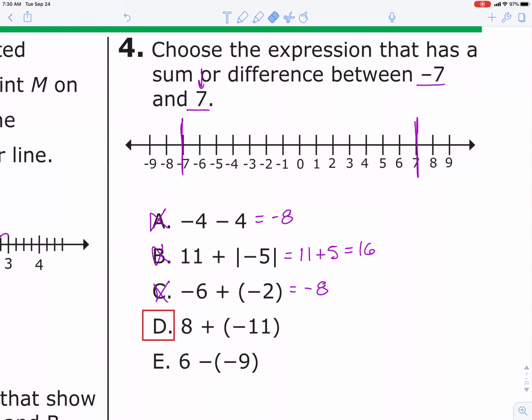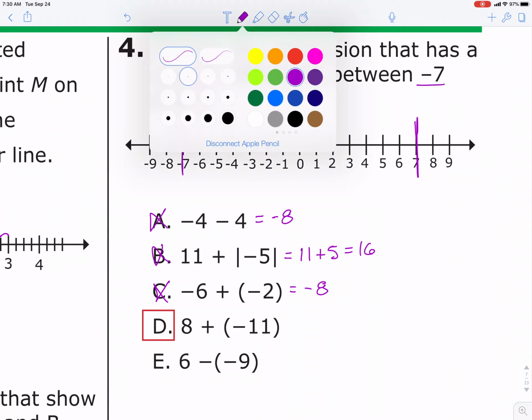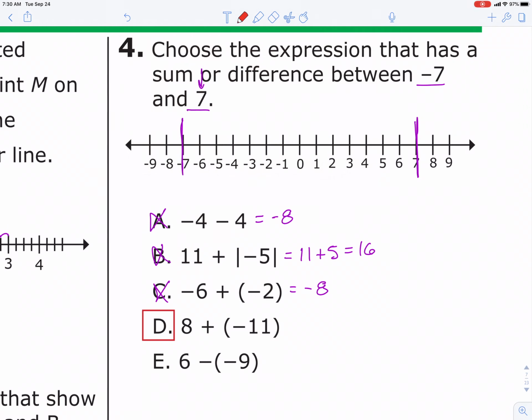8 plus 11. Well, let's count this one on the number line here. I'm going to do it in a little bit different color just to make it obvious. I'm starting at positive 8 and I subtract 11. So I go 1, 2, 3, 4, 5, 6, 7, 8, 9, 10, 11. Perfect. There's my answer. Is that between my two purple bars? Yep. So that's why D works. So that equals negative 3. That works. It's between the two purple bars that I made.